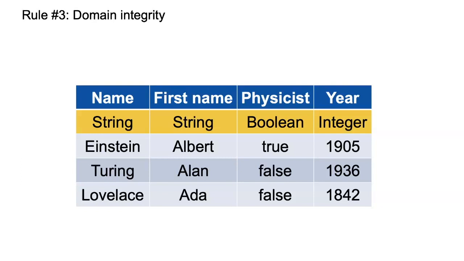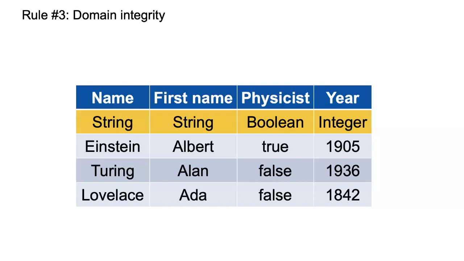For example, the first name and the last name, I would expect them to be strings, right? String, who heard of string, the concept of string? Because that's something that computer scientists use all the time, but not everybody might know what this is. It's just text, right? A sequence of characters. So the last name and the first name must be a string. Physicist is a Boolean. You're a physicist or you're not a physicist, so true and false. And year should be an integer, 1905, 1936, 1842, okay?